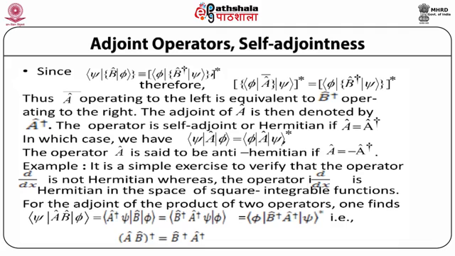For the adjoint of the product of two operators, one finds that bra vector psi, operator A into operator B acting on ket vector phi is equal to bra vector operator A dagger acting on psi, operator B acting on ket vector phi, is equal to bra vector operator B dagger operator A dagger acting on phi, ket vector psi, is equal to bra vector phi, operator B dagger operator A dagger acting on ket vector psi, the whole complex conjugate.